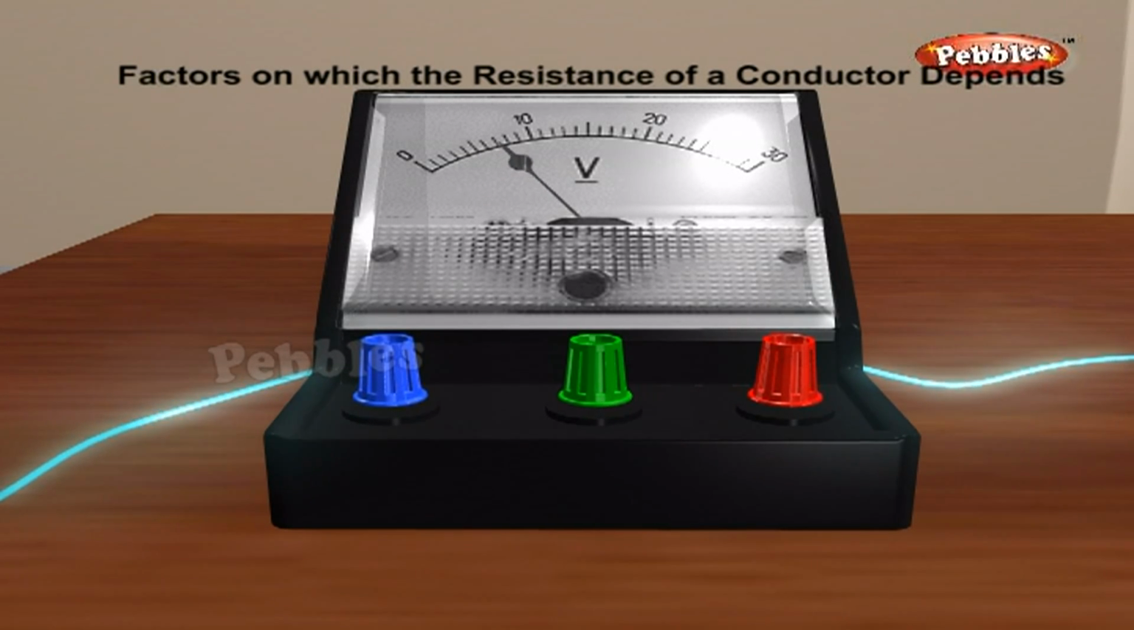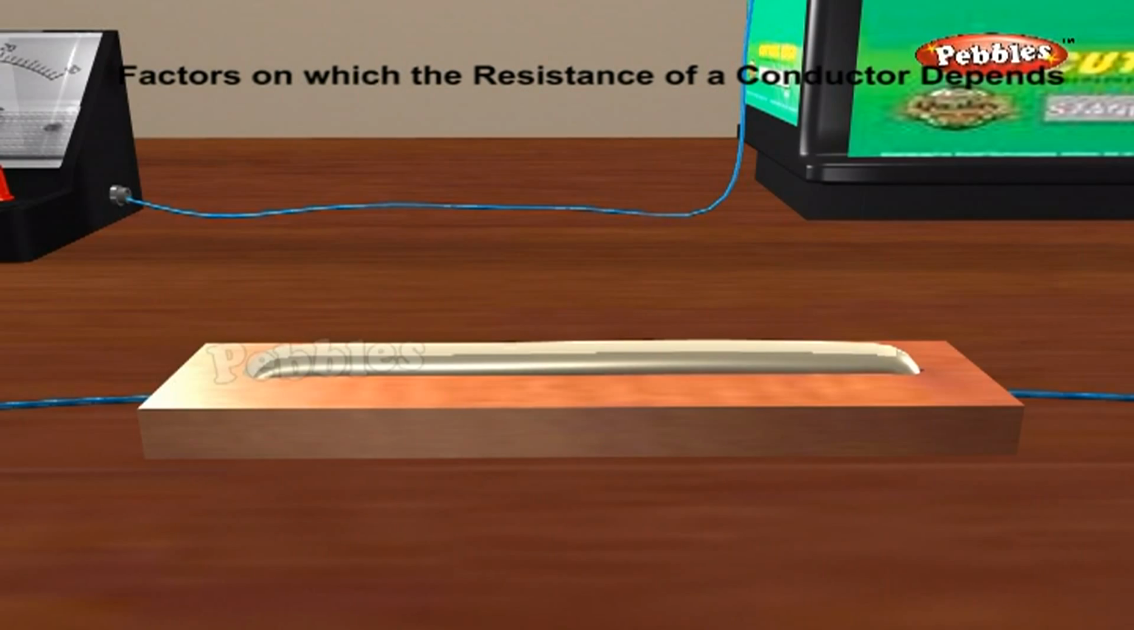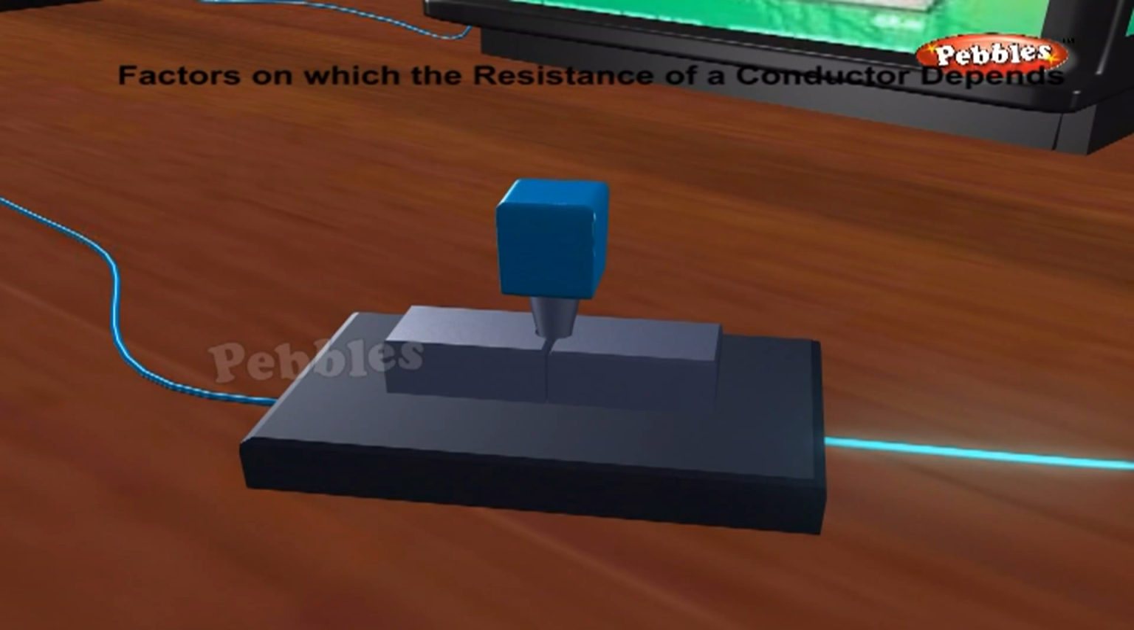Note the ammeter reading. Now replace the wire by a thicker nichrome wire of the same length L. A thicker wire has a larger cross-sectional area. Again, note down the current through the circuit.